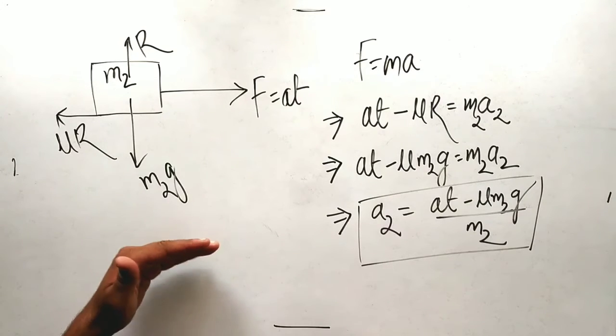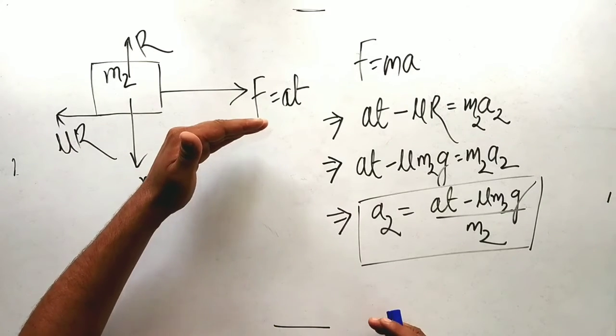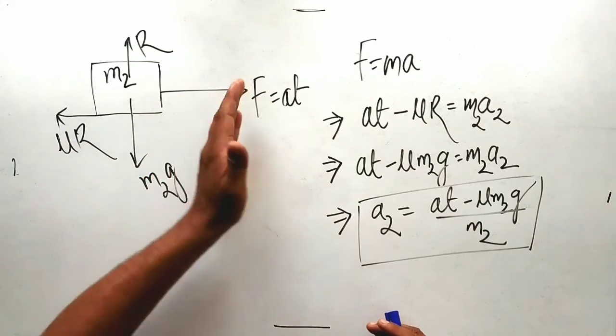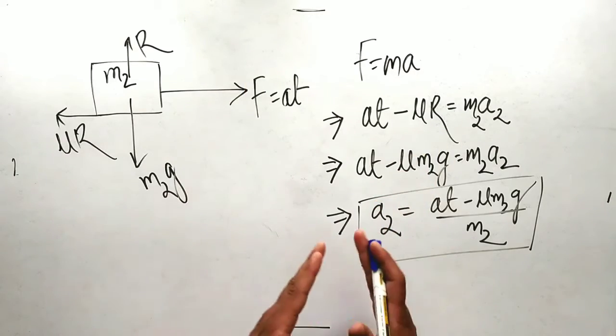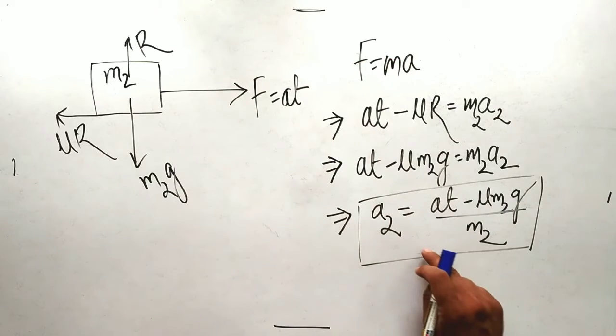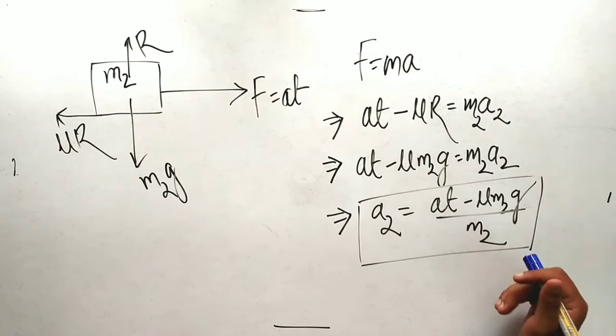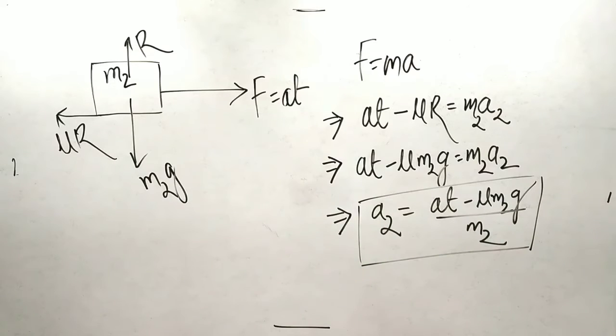I have said in the beginning that these two blocks will move together till some value of F, and after that they'll move with different accelerations. We are talking about that situation, and we have calculated the acceleration to be equal to (AT minus mu m2 g) divided by m2 for the block m2. We'll keep this with us.